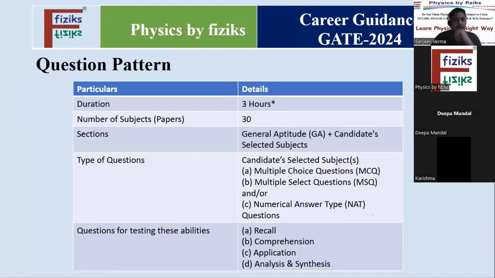Question pattern. The duration of the exam is 3 hours. The number of subjects is around 30, but you will be allowed to sit only in 2 subjects. Most of you will be applying in only one subject, that is physics. As for the type of questions, there will be 2 sections: general aptitude and the candidate's selected subject. The types of questions will be MCQs, MSQs, and numerical answer type.